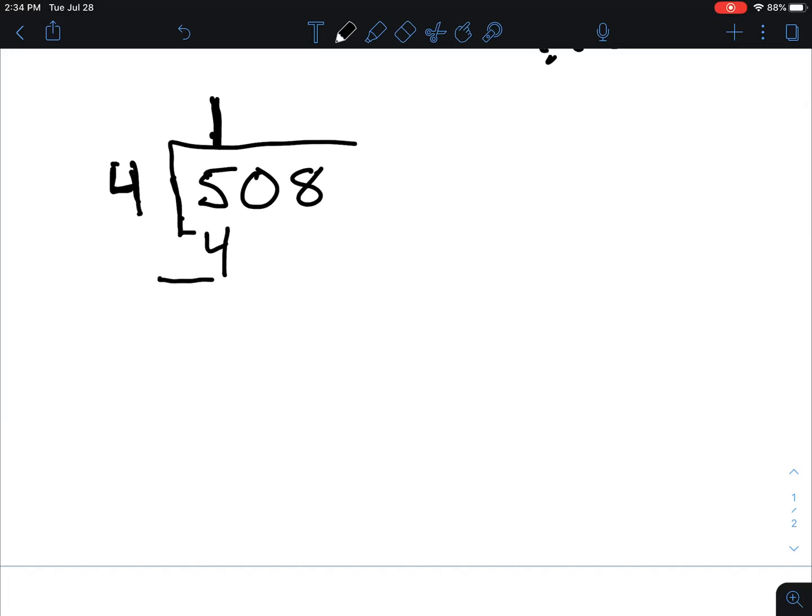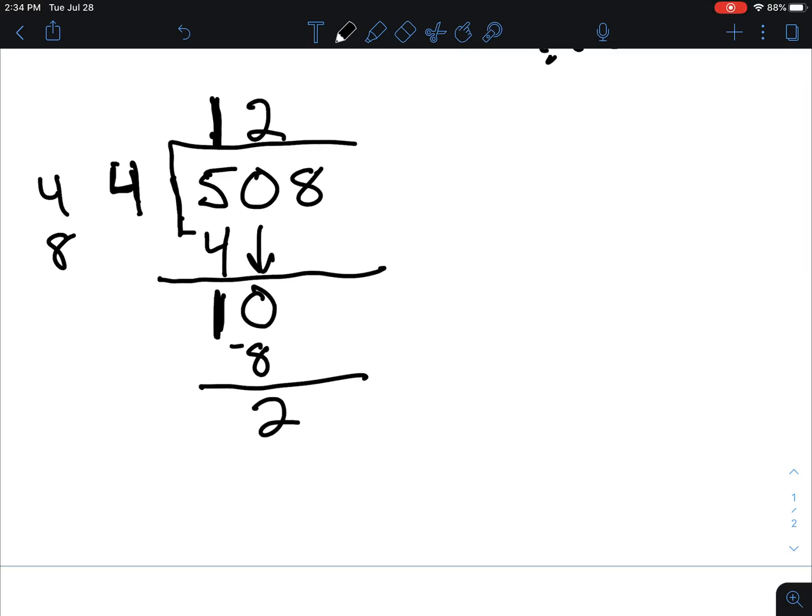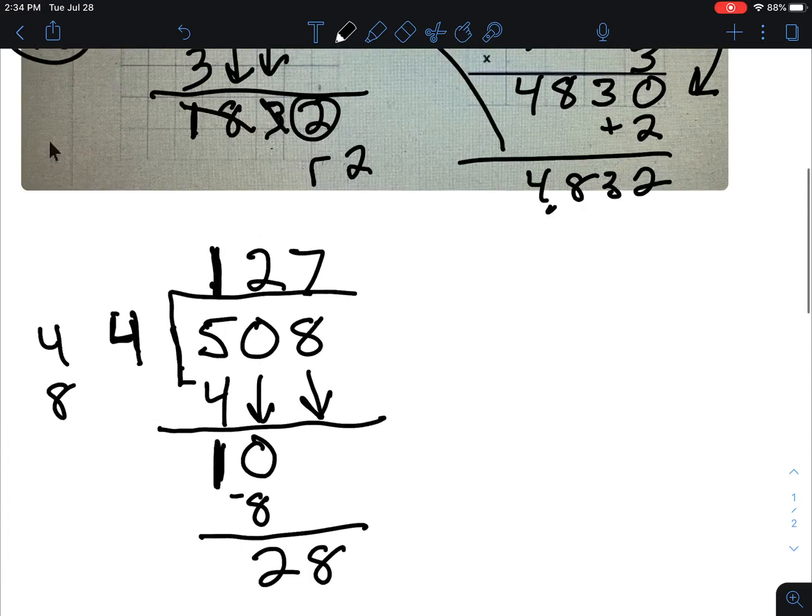So it's how many 4's go into 5? 1. 1 times 4 is equal to 4. It didn't go in evenly, so I have to find my remainder, which is 1. Now I bring my 0 down. It's the same steps. 4 goes into 10 twice, right? Because 4, 8, I can only get to 8. So 2 times 4 is equal to 8. My remainder is 2. I bring down my other 8. And then it's how many 4's go into 28, which happens to be 7.